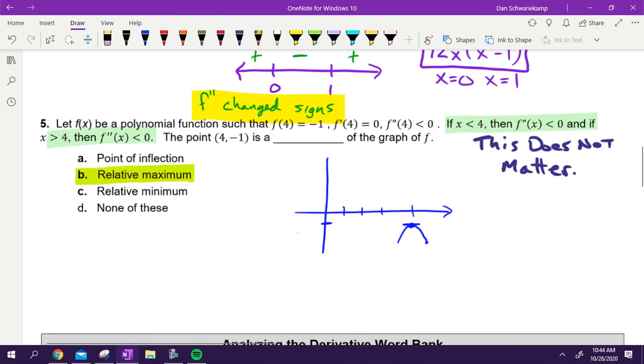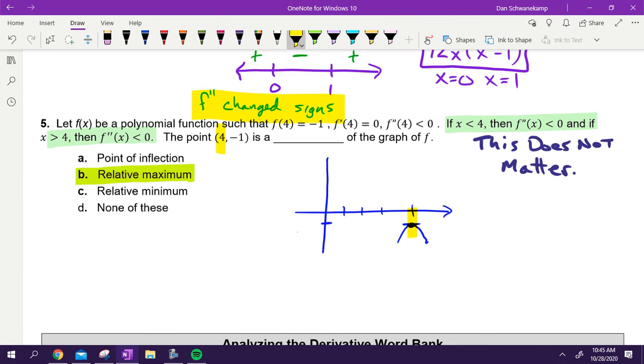Last one, number 5. Let there be a polynomial function such that f of 4 is negative 1. So boom, I got my point. F prime at 4 is 0, so that means its slope is 0. And f double prime at 4 is less than 0, means it's concave down. The rest of that I don't care about, because it's asking about the point (4, negative 1). So I only care about when x is 4, not when it's less than 4, greater than 4, or anything else. It is a maximum, because if it's concave down and your slope is 0, that's a maximum. That is the second derivative test.